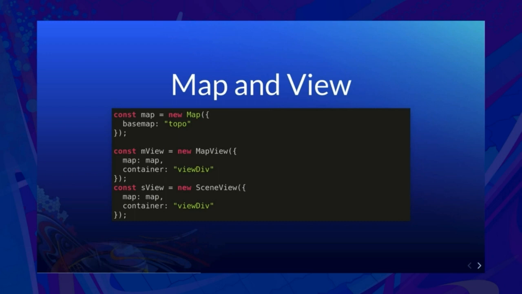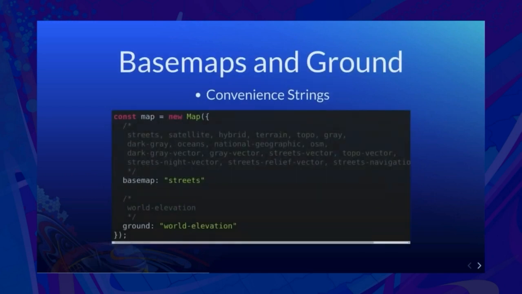In order to draw that data, you need to pass them to a view, either a map view or scene view, and it's the job of the views to pull all the data from the map, load all the layers of the map, and then figure out how to display them.